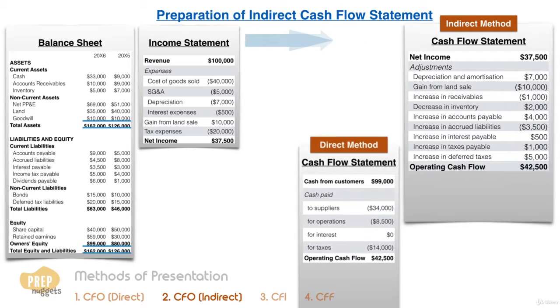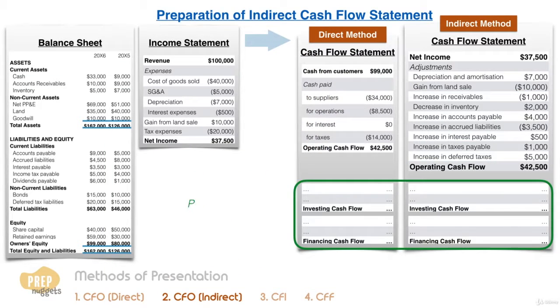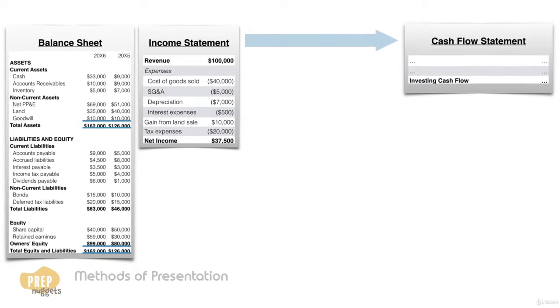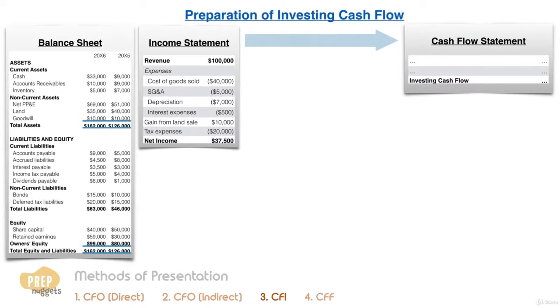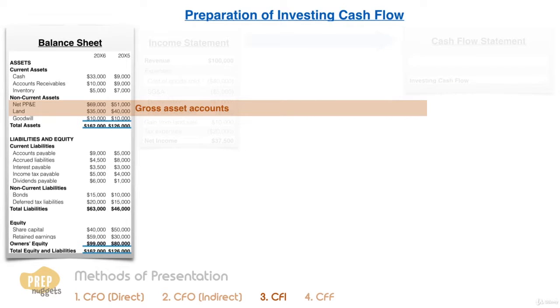The presentation for CFI and CFF are identical under both methods. Let's look at how they are prepared. Investing cash flows are calculated by examining the change in the gross asset accounts that result from investing activities, such as plant, property and equipment, land, intangible assets, and investment securities. Related accumulated depreciation or amortization accounts are ignored since they do not represent cash expenses.